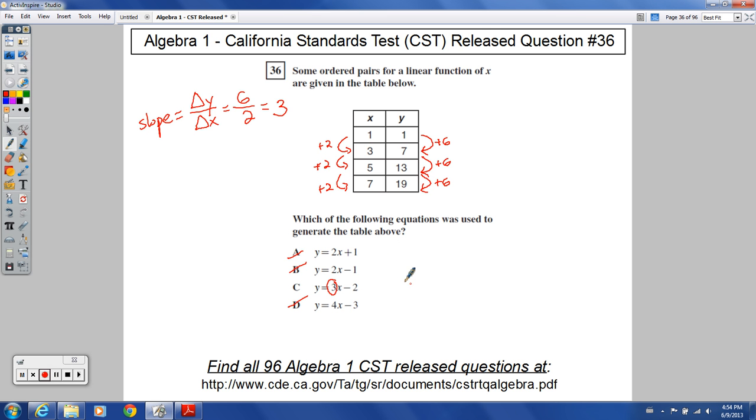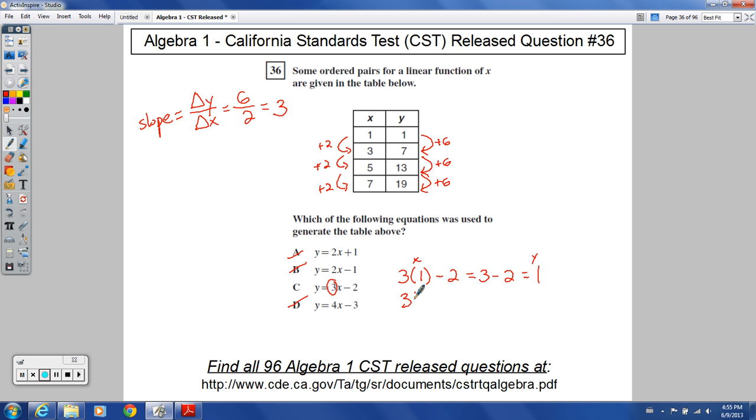So let's just see if this works for each row here. If we plugged in 1 into this equation, it should work. We have 3 times 1 minus 2. What do you get? You have 3 times 1, which is 3, and 3 minus 2, which equals 1. So if you plug in 1, you get 1. This is your x value. This is your y value. Does that match up? Sure does. You have 1 and 1.